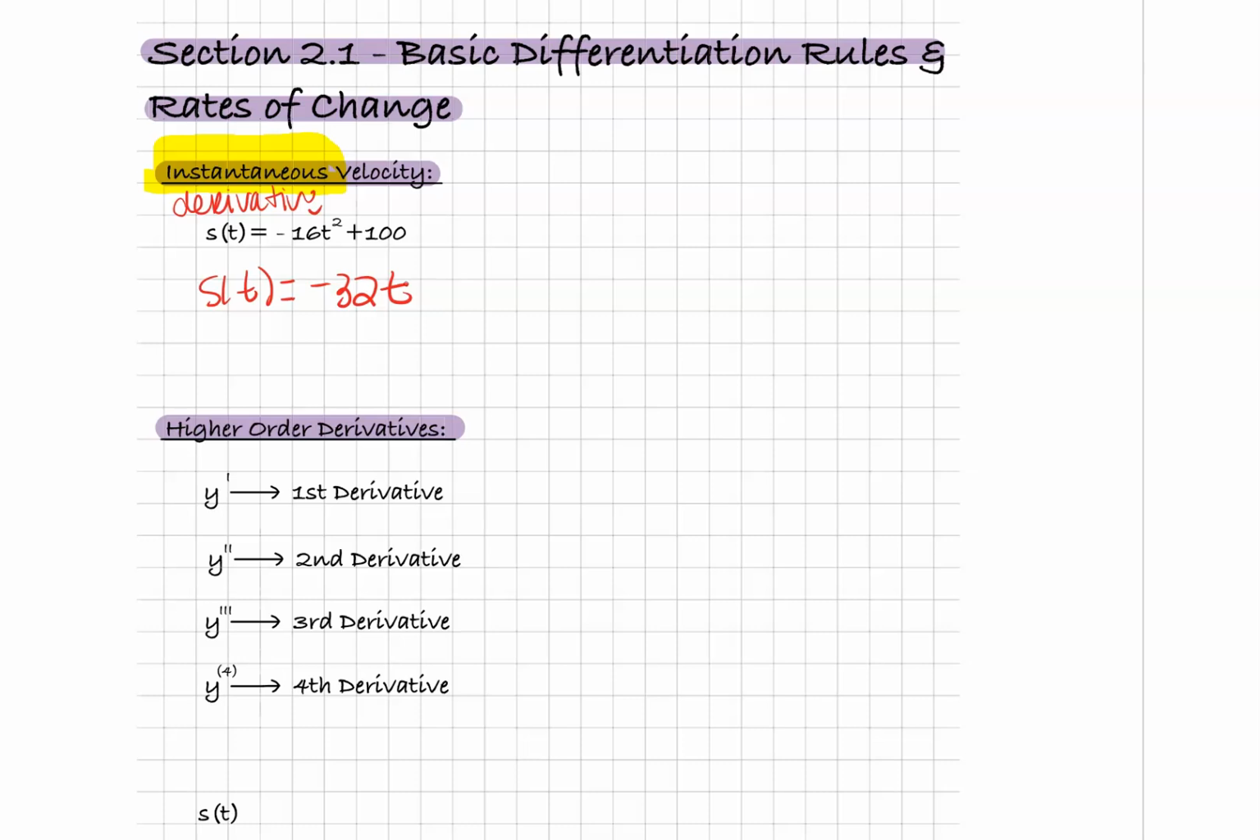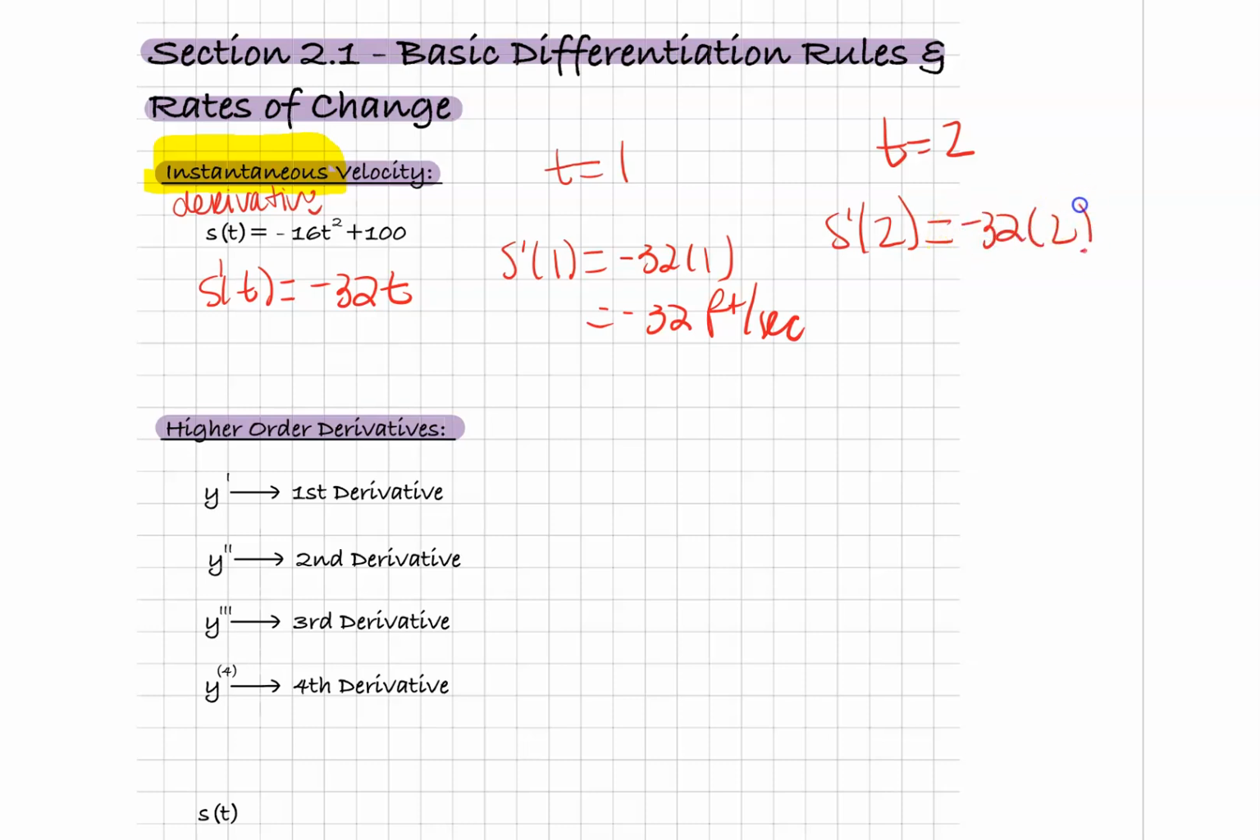And so what would be the instantaneous velocity at, say, t equal to 1? Well, then that would be s prime of 1 equal to negative 32 times 1. So it would be negative 32 feet per second. What would it be at t equal to 2? And that would just be s prime of 2 equal to negative 32 times 2. So negative 64 feet per second. So it makes sense if I averaged between 1 and 2 seconds that I would be at negative 48 feet per second, the average between those two.